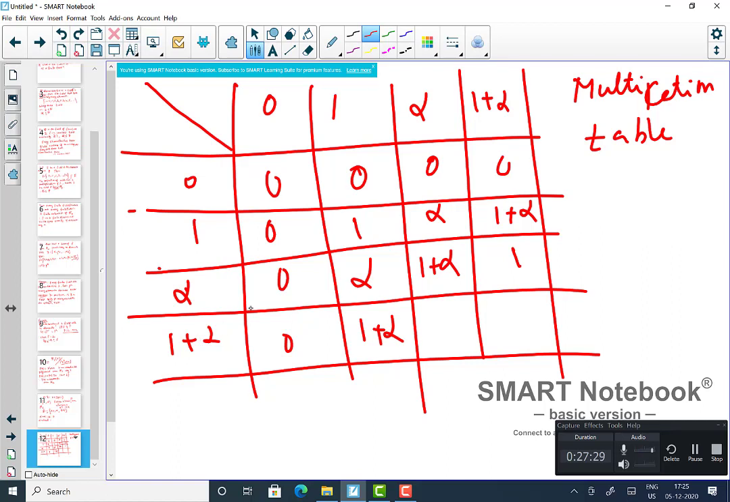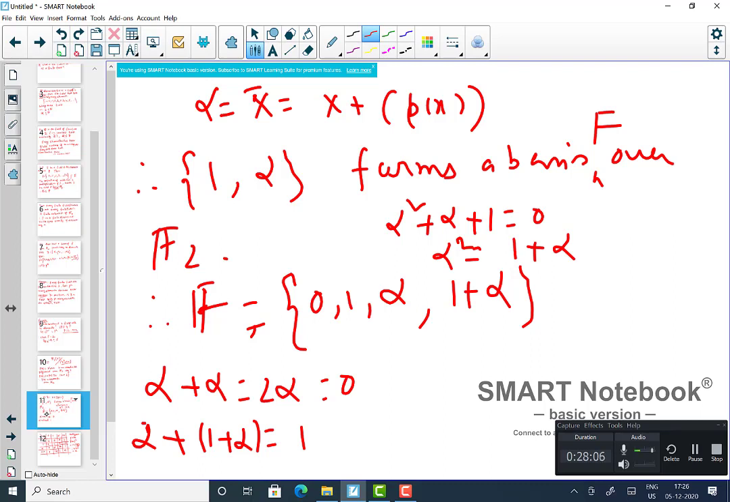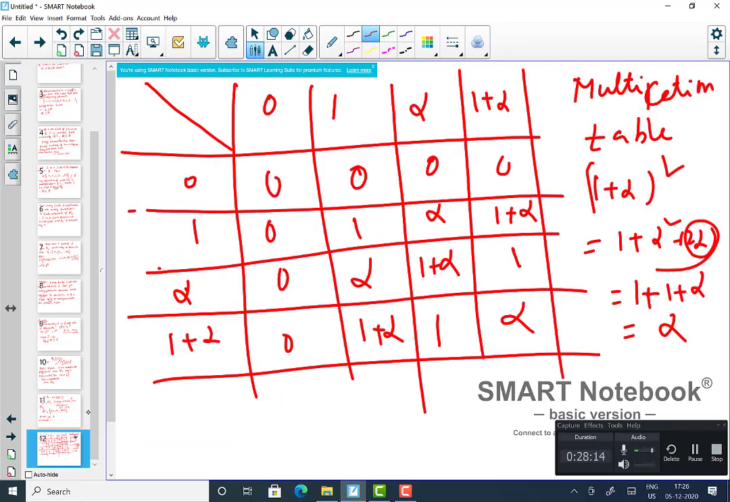Similarly, 1 plus alpha into alpha is nothing but 1, and 1 plus alpha into 1 plus alpha is the whole square, 1 plus alpha whole square. Then 1 square plus alpha square plus 2 alpha, but 2 alpha equals 0. And alpha square equals 1 plus alpha, so this is 1 plus 1 plus alpha, which is 2 plus alpha, and 2 equals 0, so it's alpha. Right? This is the multiplication table, and obviously it satisfies all the properties. Once you have the multiplication table, you can find the inverse, everything. For example, what is the inverse of alpha? Alpha multiplied by 1 plus alpha becomes 1, so alpha and 1 plus alpha are inverses of each other. 1 is its own inverse and 0 is not invertible, right? So this is the field with 4 elements.